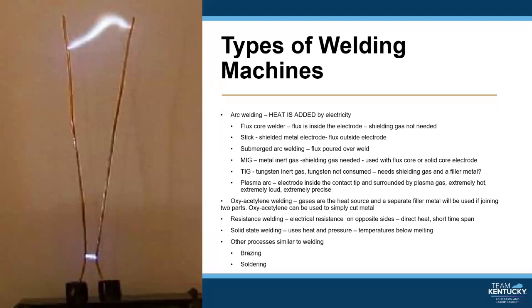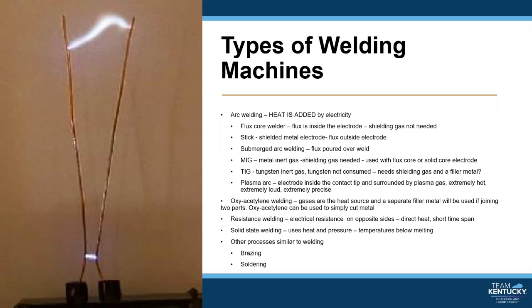It produces the fifth most amount of welding fumes. Next on the list is plasma arc welding. The electrode is inside the welding nozzle tip and is surrounded by plasma gas. This is extremely hot, extremely loud, and extremely precise.